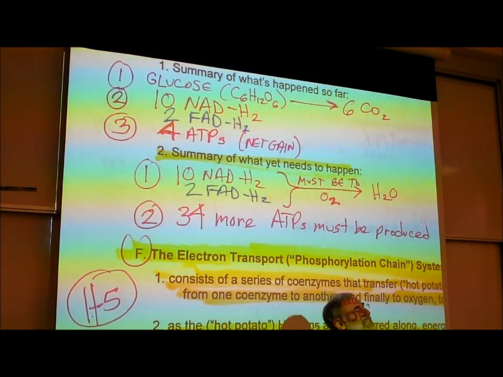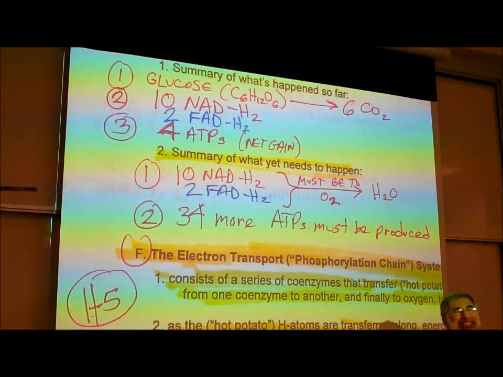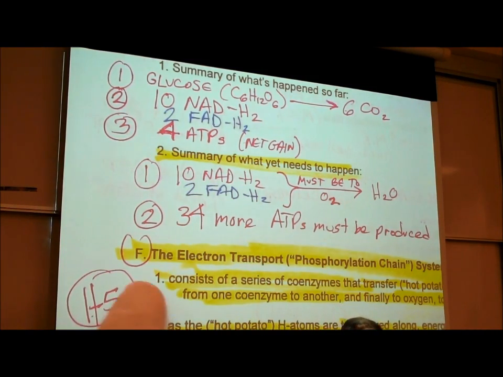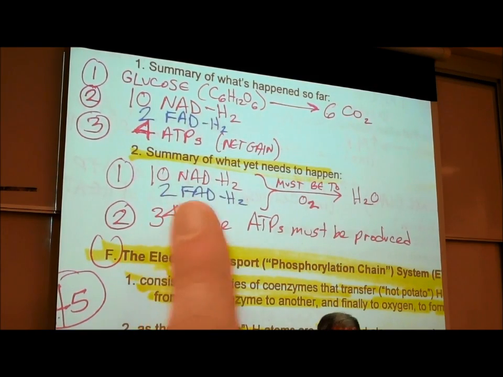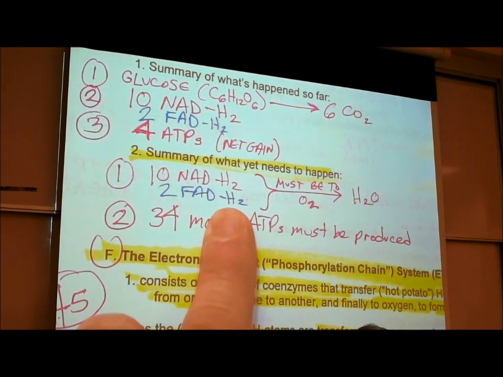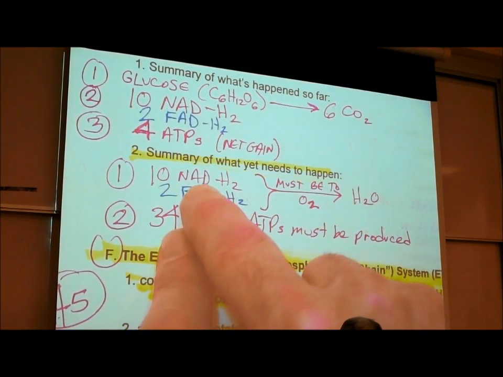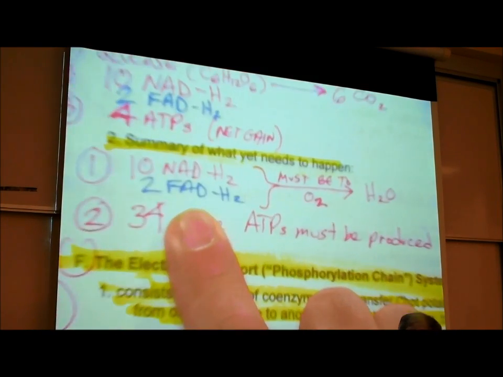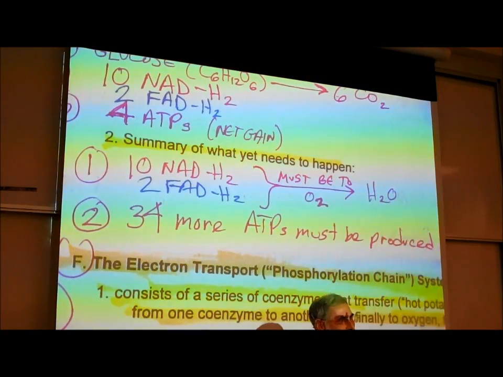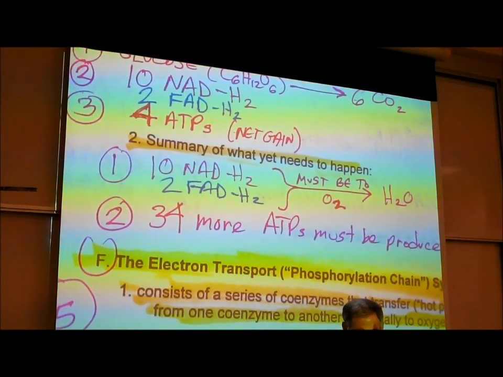So, what needs to happen? What are the last things that need to happen in the last series of reactions? Basically, there's just 2 things that have to happen. Number 1, these hot potato hydrogens that were picked up by NAD, the niacin, and FAD, the riboflavin, have to be transferred to oxygen to form water. We have to show you that.